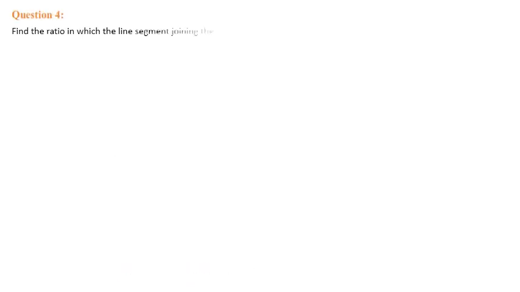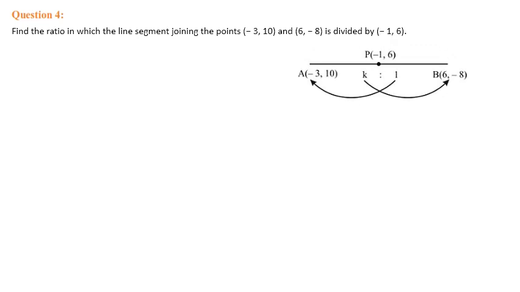Move on to question number 4. The question is, find the ratio in which the line segment joining the points (-3, 10) and (6, -8) is divided by (-1, 6). So in this question, a line segment joining two points is given, that is (-3, 10) and (6, -8). A third point comes onto the line, that is (-1, 6). Whenever this point (-1, 6) comes onto the line, it is dividing it into two pieces. So in which ratio it is dividing, that is what the question asks. The visualization of the question is here.